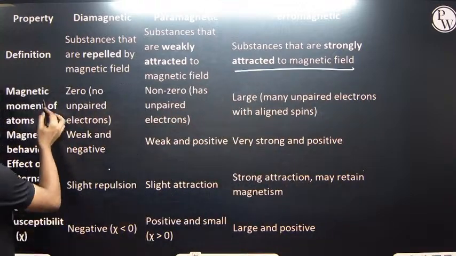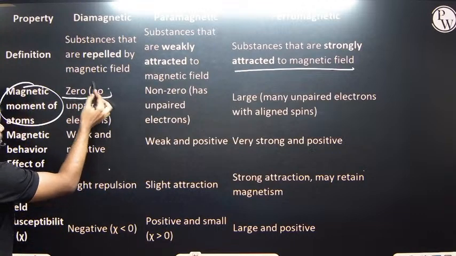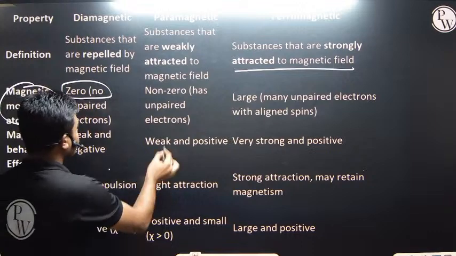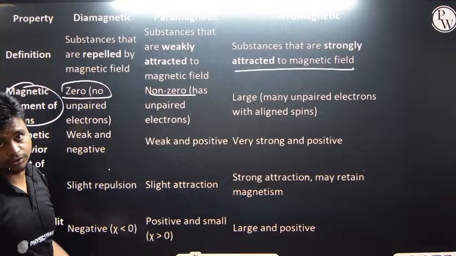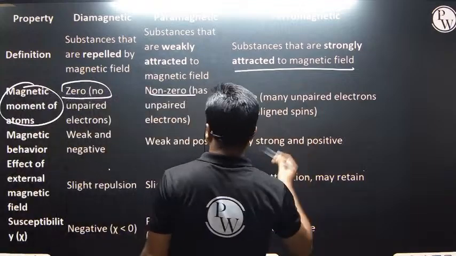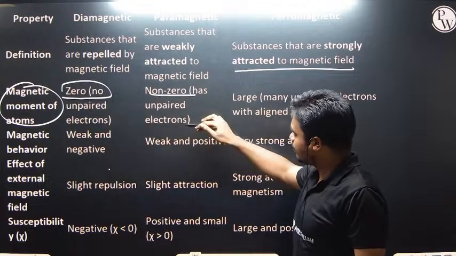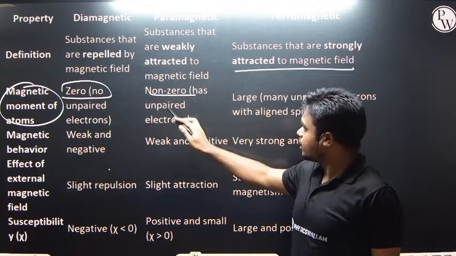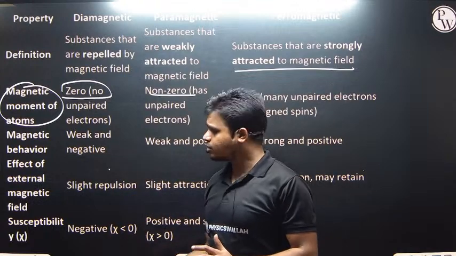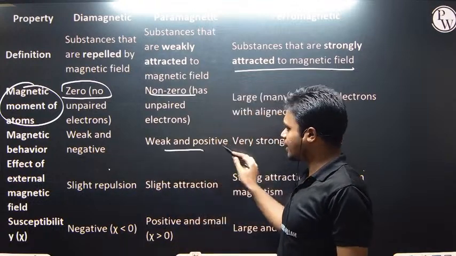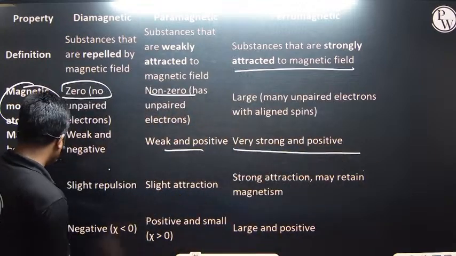Magnetic moment of the atoms: for diamagnetic material it will be 0, for paramagnetic material it will be non-zero, and for ferromagnetic material it will be large and non-zero. Here the electrons are paired, and here some electrons are unpaired, so the net magnetic moment here will be 0. The behavior is weak and negative, weak and positive, and very strongly positive in the magnetic field. So these are the points we have.